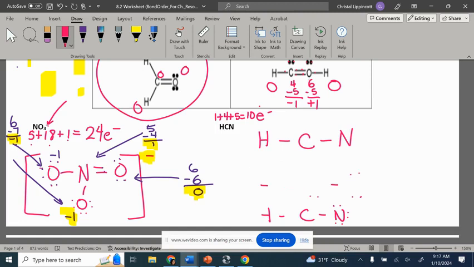Try to anyway. And then the last one I had walked around and found this one: 2, 4, 6, 8, 10. So perfect. You've got the right amount of electrons, but this carbon only has 4 electrons and it needs 8. Okay. So make sure you go back and double check your Lewis structures.